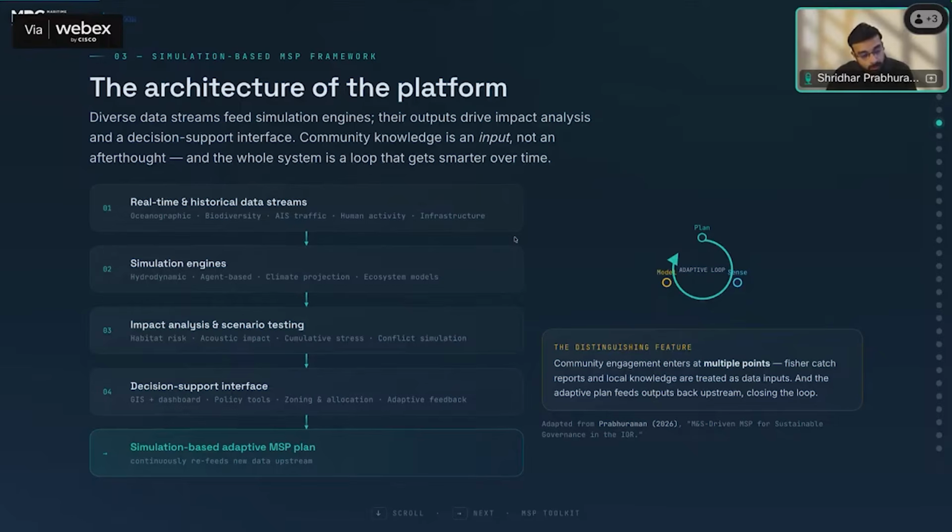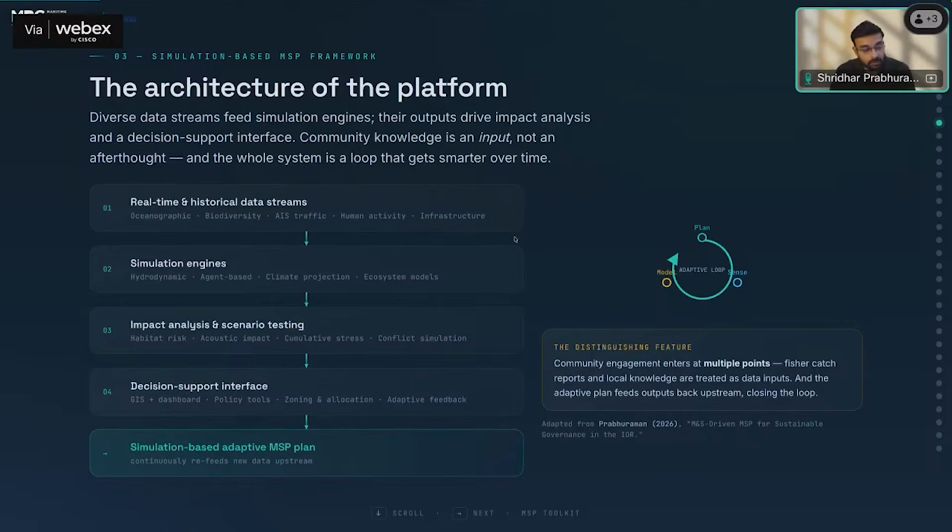Then the third layer below that is the impact analysis. So once you have a simulation engine which can simulate a certain scenario, we want to be able to identify what is the impact of that particular scenario. So that means habitat risk or acoustic habitat mapping. So if we now have the shipping noise and we have the overall noise that is present in the region, how is that going to impact the marine mammals that are present in the location?